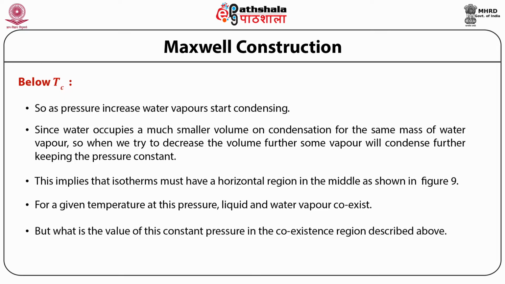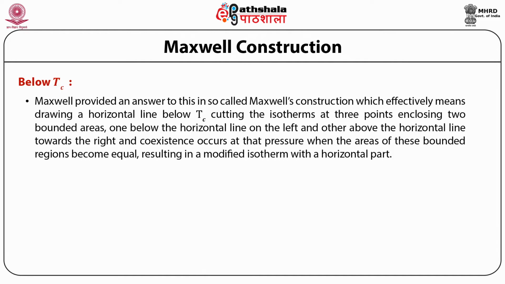But what is the value of this constant pressure in the coexistence region described above? Maxwell provided an answer to this in the so-called Maxwell construction, which effectively means drawing a horizontal line below Tc, cutting the isotherms at three points enclosing two bounded areas, one below the horizontal line on the left and the other above the horizontal line towards the right, and coexistence occurs at that pressure when the areas of these bounded regions become equal, resulting in a modified isotherm with a horizontal part.